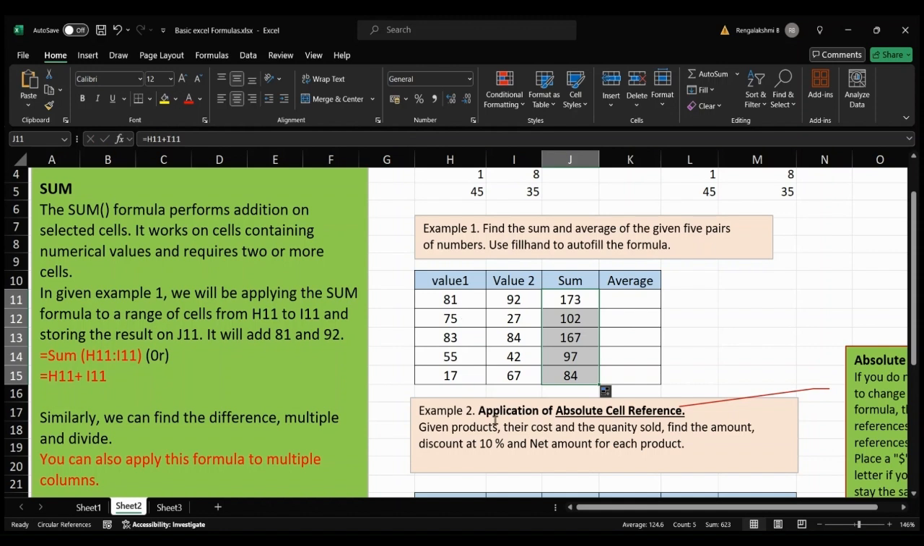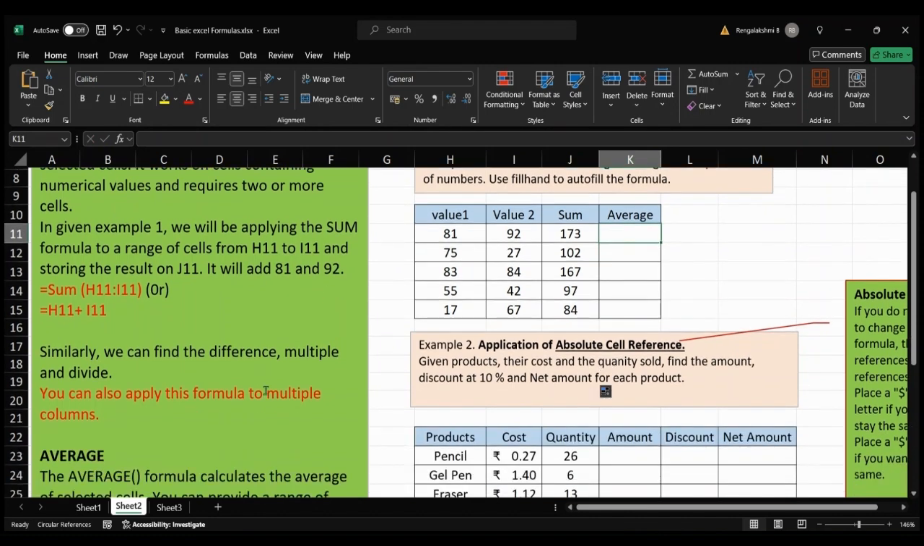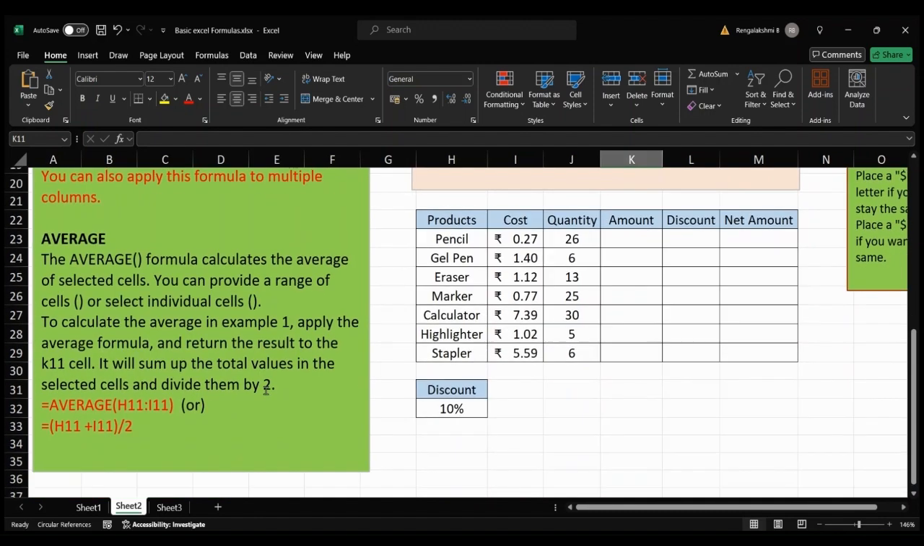Now we'll find the average. To find the average, we can just write equal to AVERAGE and then the cell range, or we can give the cell references, add them and divide by 2. Both ways we can do.